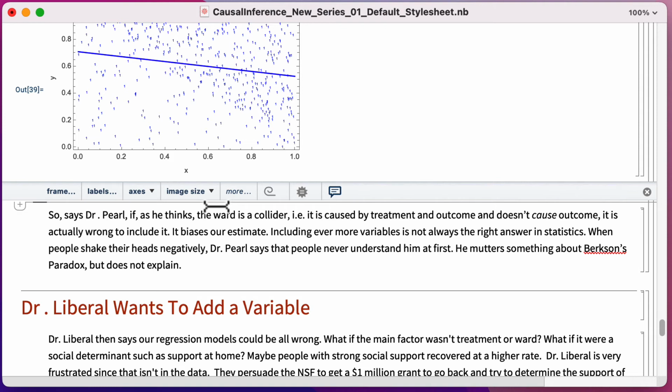The people in the room shake their head, they don't get it, and Dr. Pearl says, look, people never understand him at first, and he says something, this Bergson's paradox, but he doesn't want to explain.